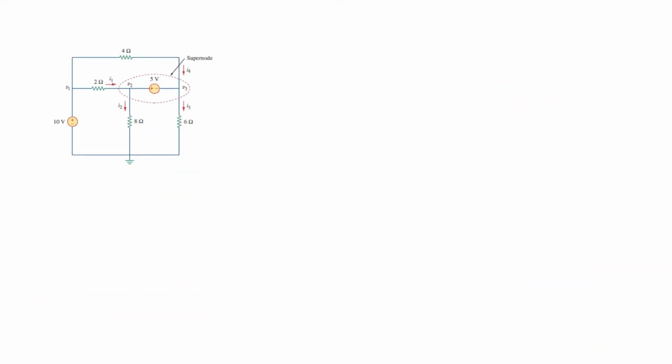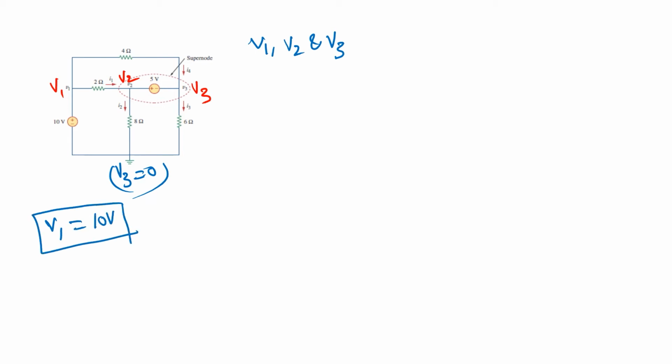Now we are going to find V1, V2 and V3. V3 is equal to 0, the reference. As I told you, our aim is to find V1, V2 and V3. Here V1 is equal to 10 volts, because the 10 volt source is connected between V1 and V3.